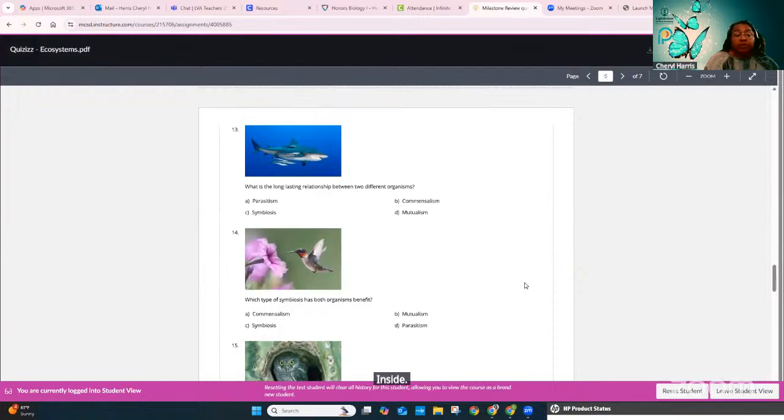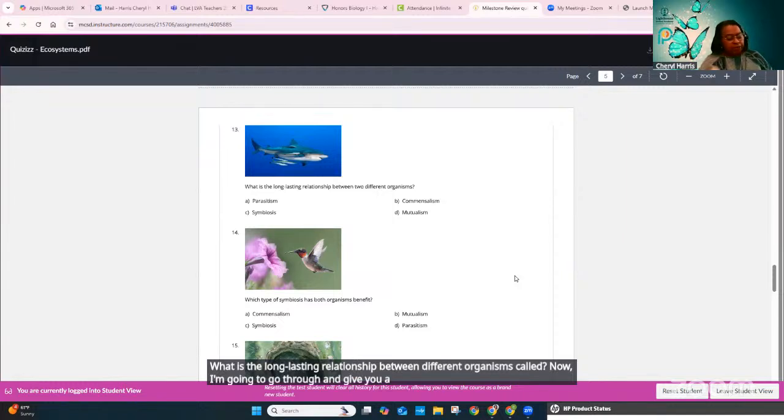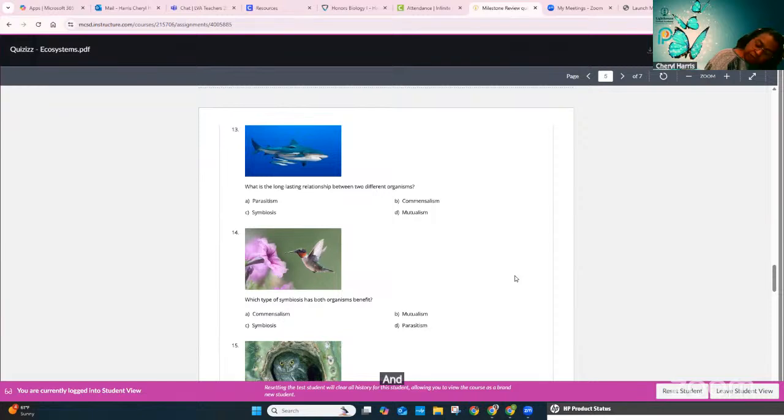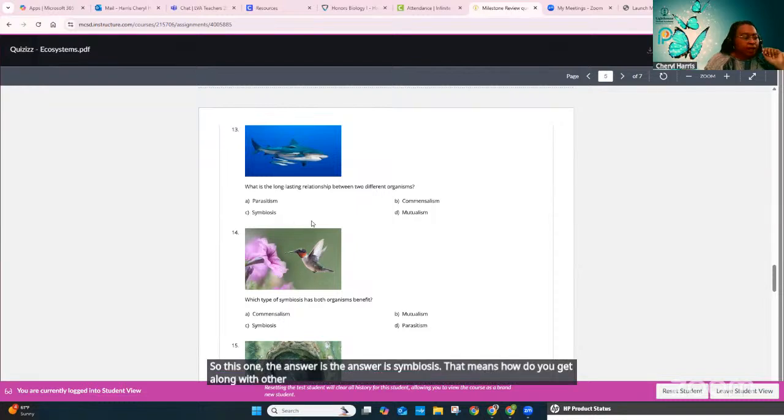All right, 13. What is the long-lasting relationship between different organisms called? Now, I'm going to go through and give you a list because there are four different types of relationships. All of those that are listed there are types of relationships, and they are either helpful to each other or harmful to each other. So this one, the answer is symbiosis. That means how you get along with other organisms is a symbiotic relationship.